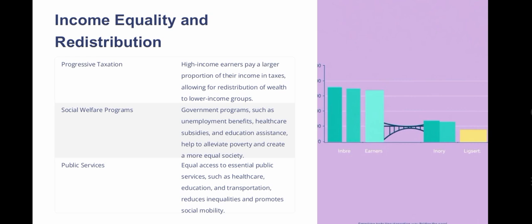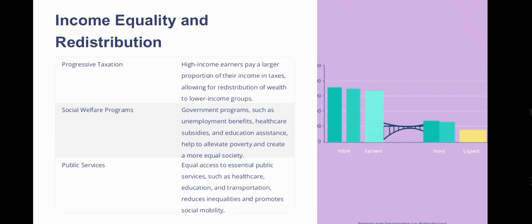Then, class, income equality and redistribution. First one is progressive taxation. High income earners pay a larger proportion of their income in taxes, allowing for redistribution of wealth to lower income groups.